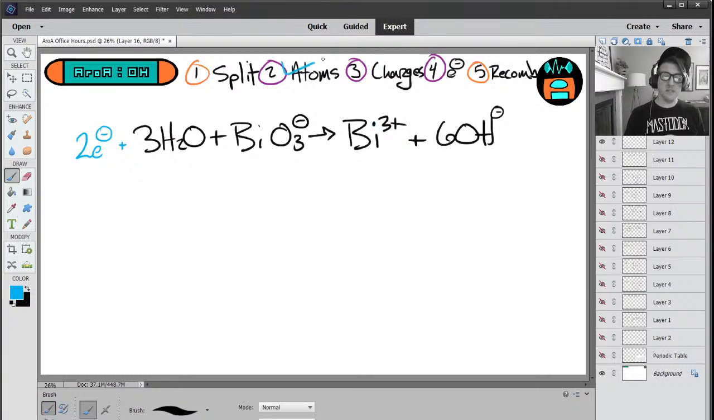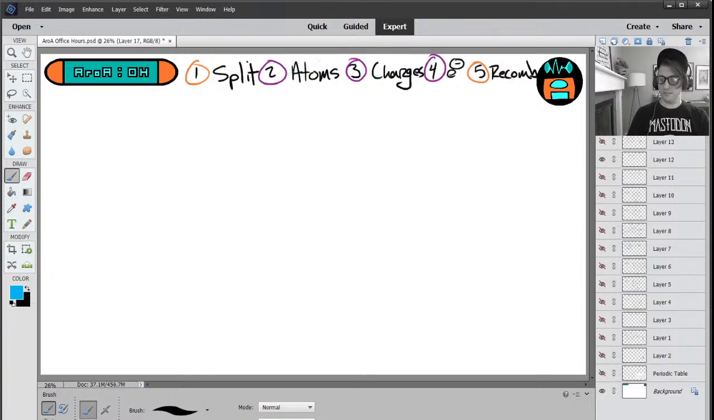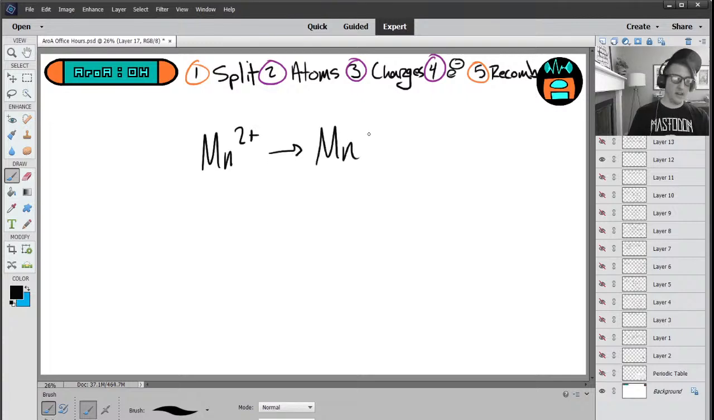So we did atoms, we did charges for bismuth. Before we can balance electrons, we have to balance our other half reaction with manganese. So let's go ahead and take a look at that half reaction. So our manganese half reaction is Mn2 plus going to MnO4, the negative 1.